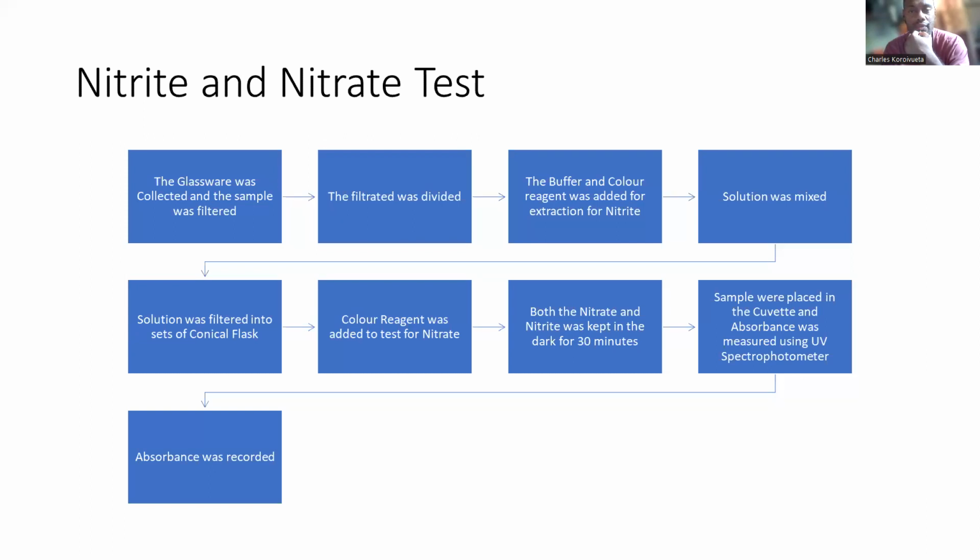Nitrite and nitrate test. After all that is done, the sample was filtered. The filtrate was divided, and the buffer and color reagent were added for extraction of nitrate. The solution was then mixed and filled into sets of conical flasks. Color reagent was added to test for nitrite. Both the nitrate and nitrite were kept in the dark for 30 minutes. The sample was placed in the cuvette, and absorbance was measured using a UV spectrophotometer.